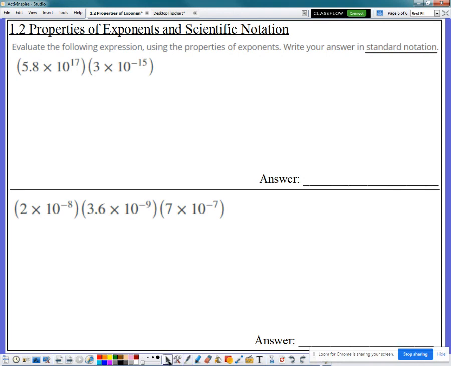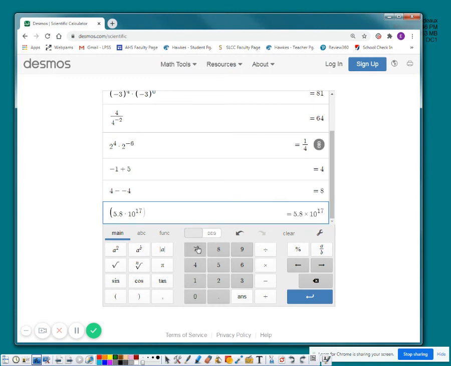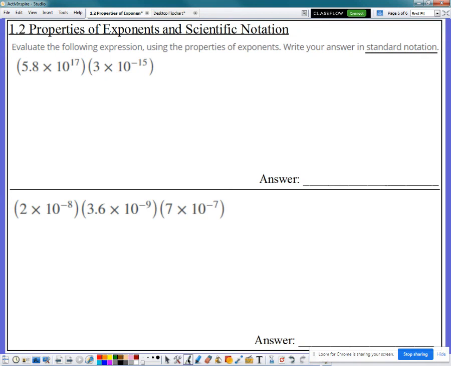So when we type this into our calculator, we get 5.8 times 10 to the 17th, close parentheses. Then we have 3 times 10 raised to the -15th. And we get 1740. And we would stop right here because this is in standard form.